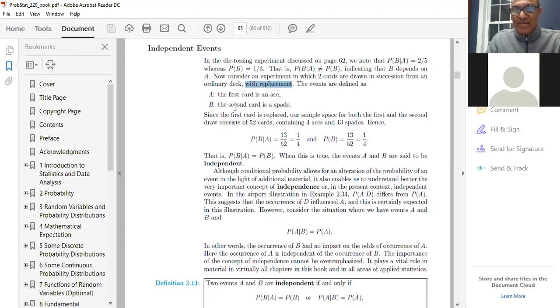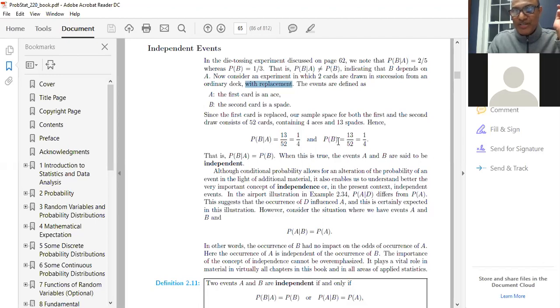Second, probability of B: the second card is a spade. How many spades are there? 13 spades are there from the deck of 52, because of the replacement. Whatever card you have chosen over here now has nothing to do with this one. Again, you need to replace it. Suppose you are getting a spade over here, okay, fine, you have shown the spade. Just keep that card back. It's a replacement, right?